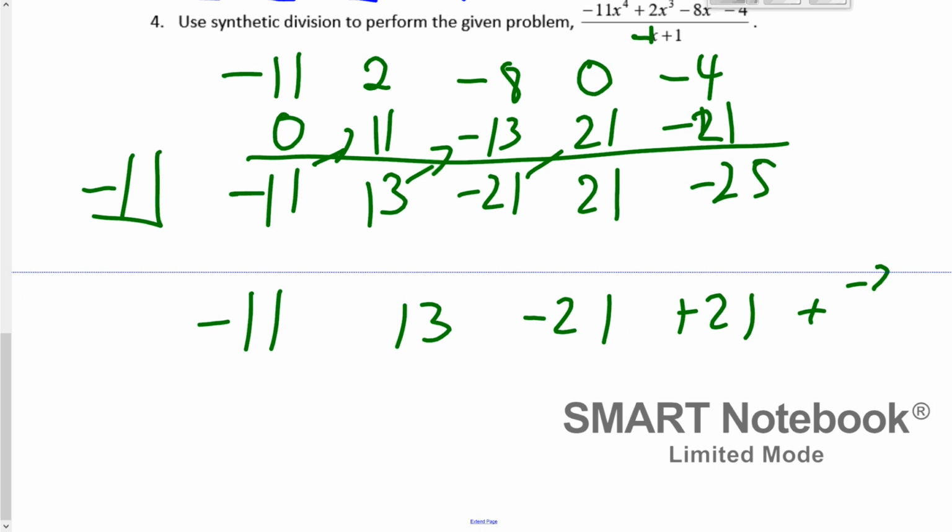You can put a plus minus 25. Okay, so we start with an x to the fourth and we divide it by x, so that's an x third. That's an x squared. That's an x. That's our constant, and then plus our remainder over what we divided by, x plus 1. So there is our answer for that.